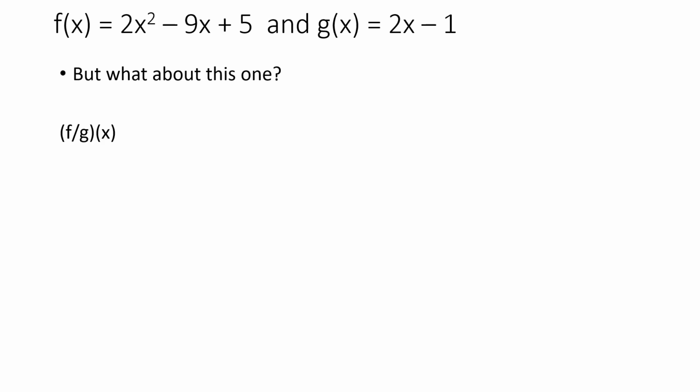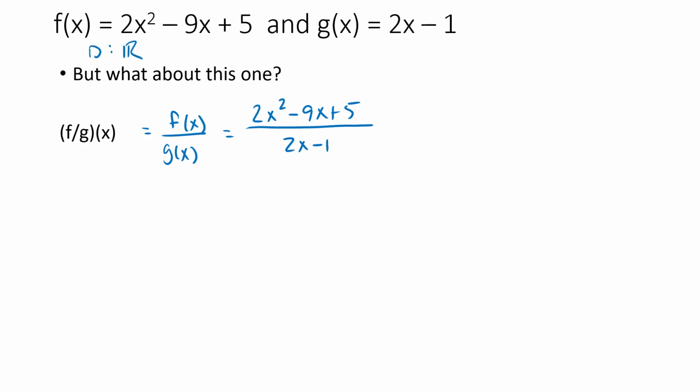Okay, so this is our problem from before, and we had f divided by g. So this would be f of x divided by g. And so that is 2x squared minus 9x plus 5 divided by 2x minus 1. Now, the domain of this first one, though, is all real numbers. That's a parabola, all real numbers. You can plug anything in that you want. This over here is a line, and the domain is all real numbers. So you would think, okay, if the domain of f is all real numbers, the domain of g is all real numbers, then the domain of f plus g is all real numbers, which it is. But with division, you do have to be careful. You cannot divide by 0.